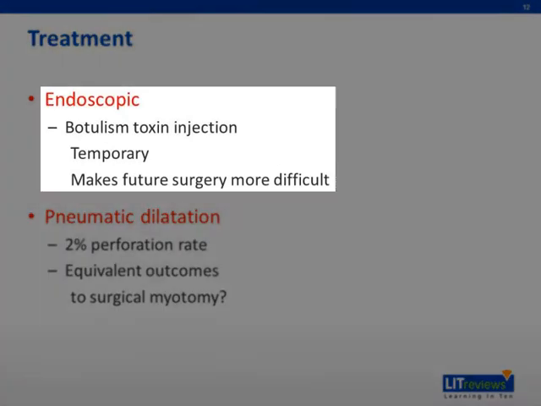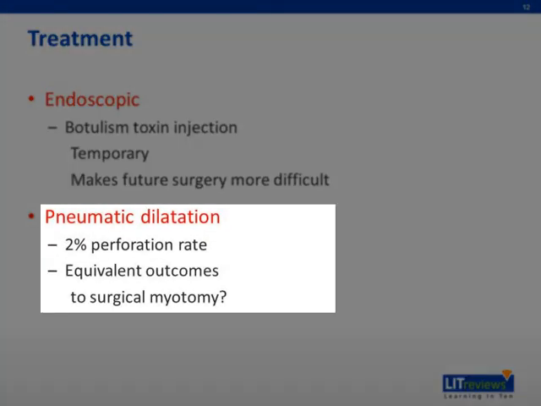There are endoscopic therapies that can treat achalasia. Injection of botulism toxin into the muscles at the contracted lower esophageal sphincter can result in relaxation and more relief of symptoms. However, the results of this therapy are temporary, and moreover, botulism toxin injection makes future surgery at this site more difficult.